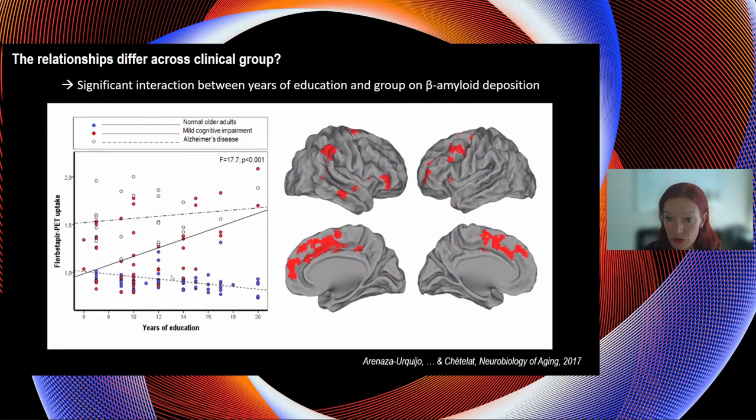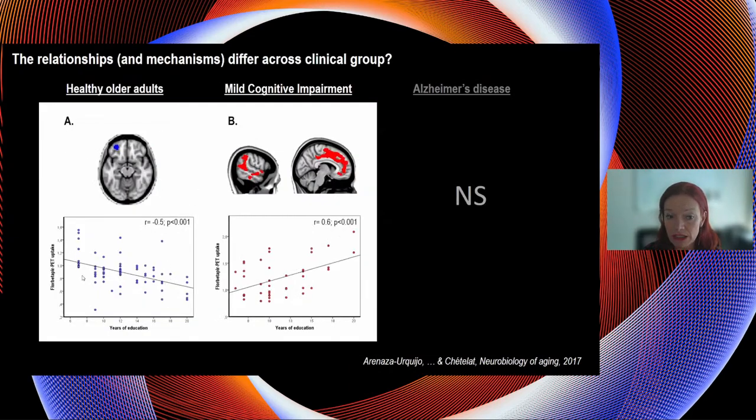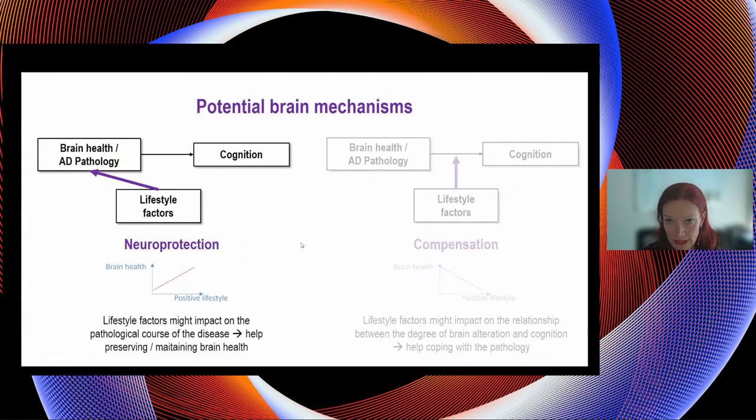So splitting by groups, we showed that in cognitively unimpaired older adults, there was a negative association between years of education and florbetapir amyloid load. In contrast, in patients with mild cognitive impairment, there was a positive association, such that those with higher years of education showed greater amyloid deposition. And we thought that this might reveal distinct brain mechanisms.